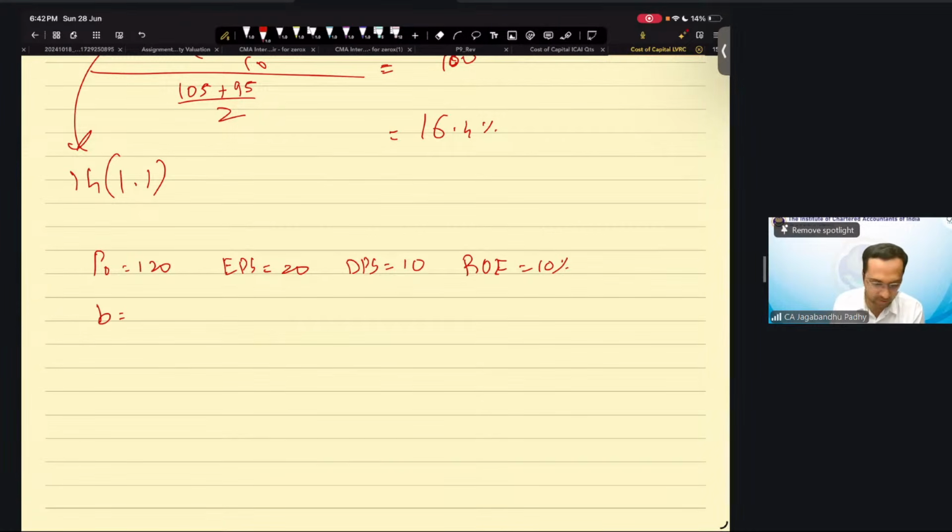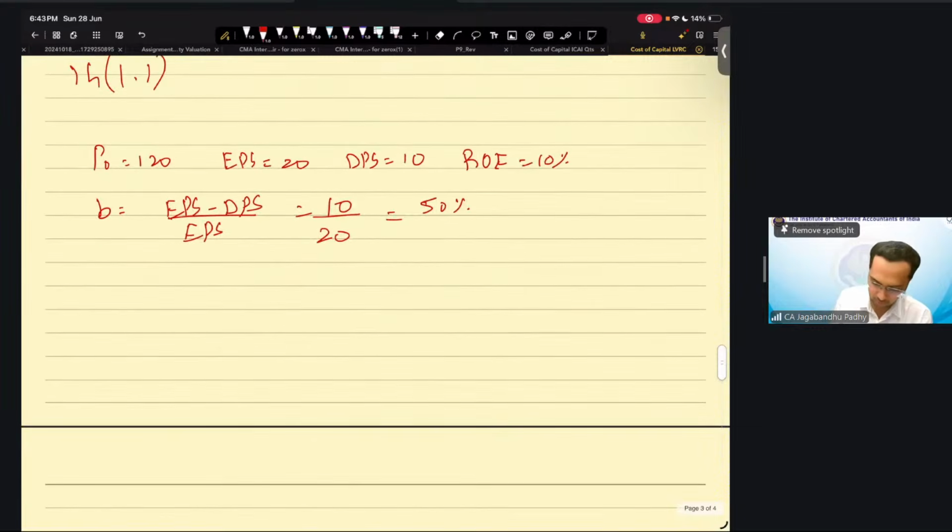You have B as retention ratio. So retention is essentially EPS minus DPS. So it is 10 divided by 20, which is 50%. 50% is being paid up. Okay. So we have now the growth rate as B into R, which is 50% into 10%, that is 5%.